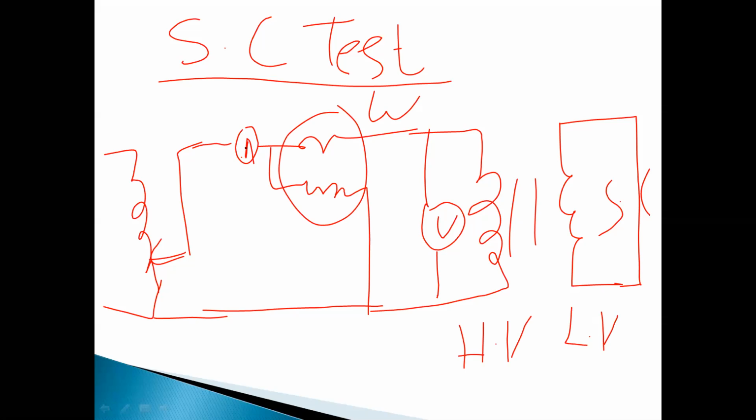So in this test, we apply very small voltage. In open circuit test, we apply rated voltage. In short circuit test, we apply very small voltage. That small voltage is enough to circulate the rated current on primary side.